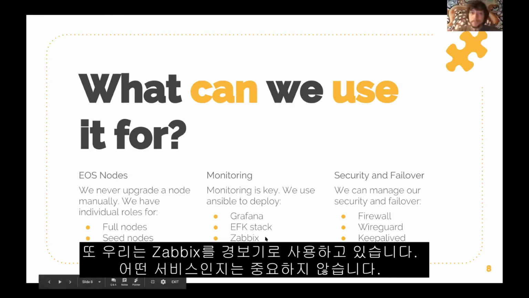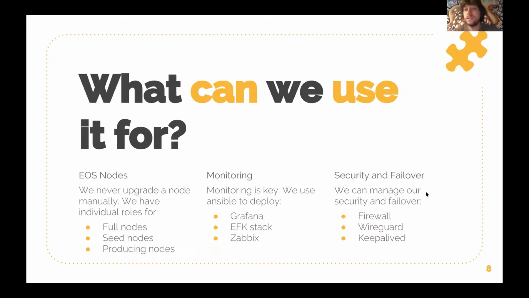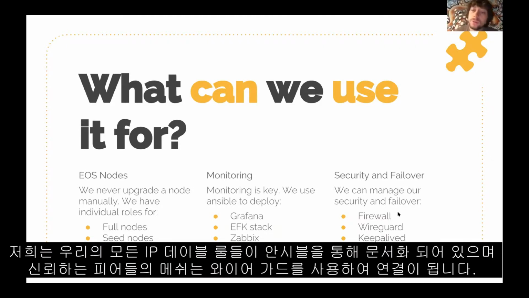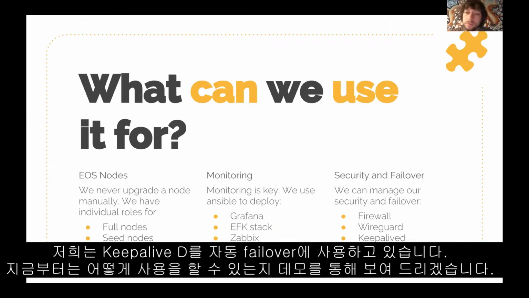So it really doesn't matter what the service is, it can be expressed through Ansible, and even things like security and failover. So we have all of our IP table rules documented within Ansible. In terms of the trusted mesh of peers who we connect to, we do that through WireGuard. Again, we can express the WireGuard configurations through our stack, and we use KeepAliveD for automated failover.